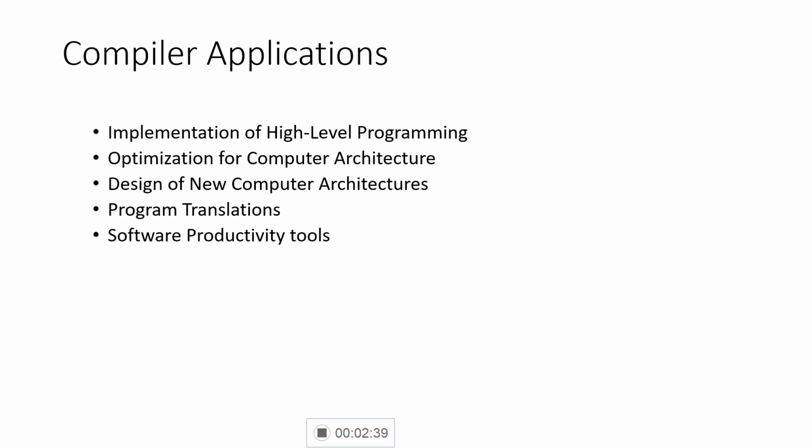The design of new computer architecture: either our architecture will use the RISC architecture or it may use the CISC architecture. Program translation: here our translator may convert into the form of binary code, that is binary translation, or sometimes it may process our database query, so that is a database query interpreter. And the last application is software productivity tools. The software productivity tools use either type checking or syntax error checking, or they may use memory management tools.